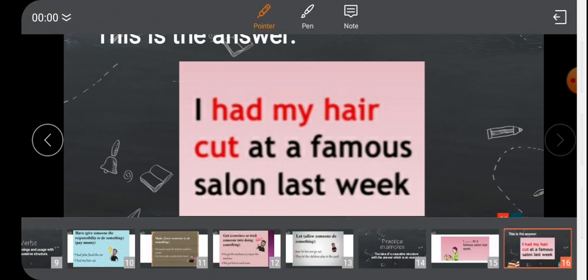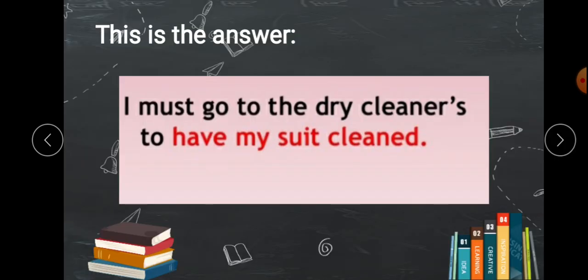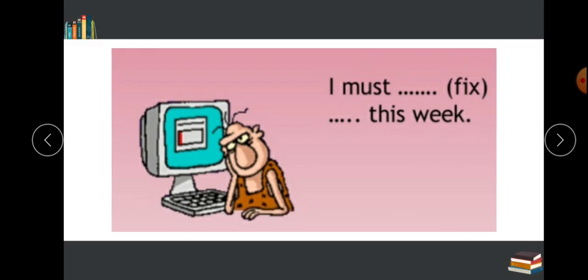Let's continue. What's going on here? I must go to the dry cleaners too. My suit. Remember, we say suit. What is the verb? In the conjugation of the causative structure, yes. Have my suit cleaned.